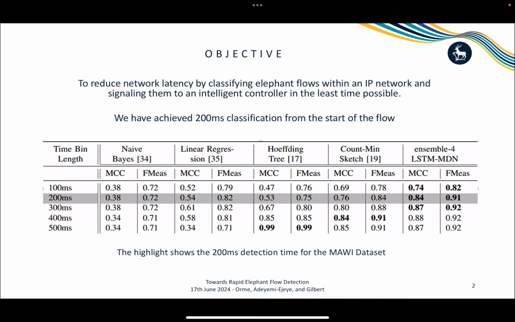Although there are many other methods that can achieve this, our solution can easily classify an elephant flow within 200 milliseconds using machine learning methods, which is twice as fast as other methods available.